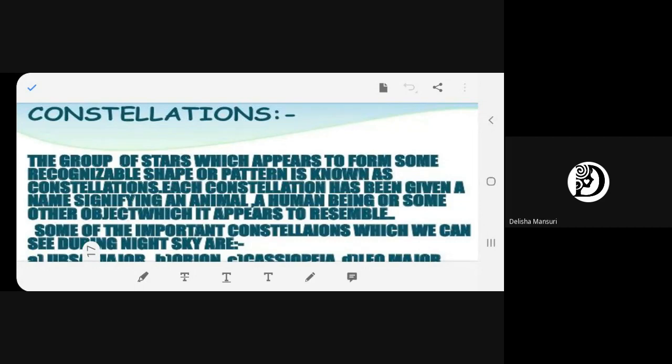You will understand better if you observe the sky whenever you go to your farmhouse or to a village. You will be able to see constellations. Okay, let's begin and see what it is all about. Start, beta.